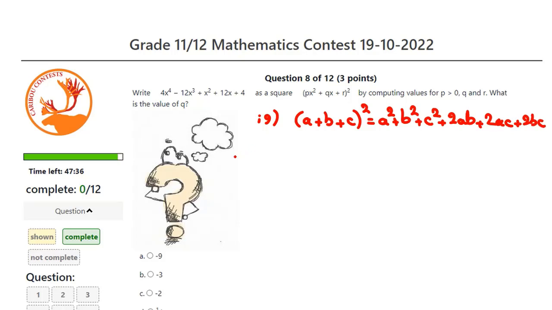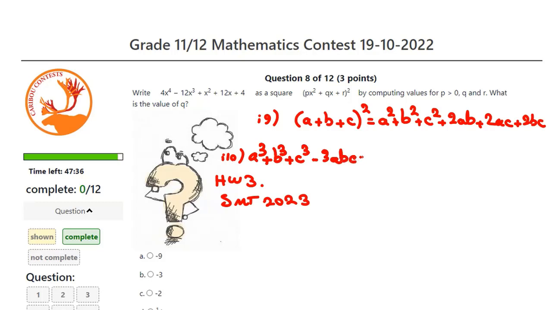Also, we have another identity that is so much important. It can also be useful in one problem of SMT, Stanford Math Tournament 2023. Let me call it homework 3. If you want to know exactly which problem that was, I should check. Feel free to send a message to my WhatsApp number in the description and comments. The useful identity in that problem was this: a cubed plus b cubed plus c cubed minus 3abc is (a plus b plus c) times (a squared plus b squared plus c squared minus ab minus ac minus bc).